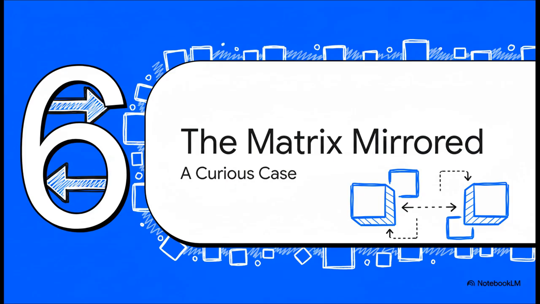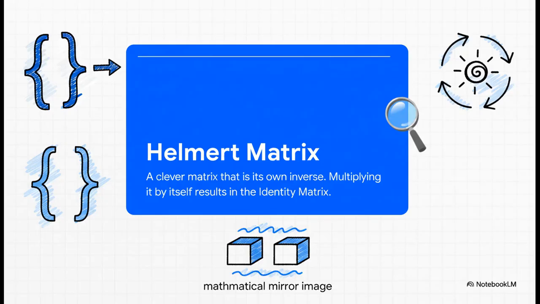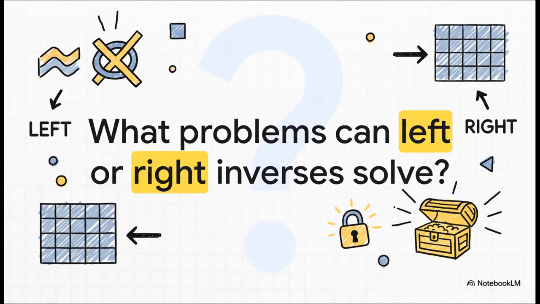All right, now for something really cool, a bit of a fun fact. There are some super special matrices out there that are, well, they're their own inverses. They don't need anyone else to undo them. I mean, the identity matrix is the most obvious example, of course, but there are others, like the famous helmet matrix. It's this really clever, specially designed matrix where, if you multiply it by itself, you get the identity matrix back. It's literally its own mathematical mirror image. How cool is that?